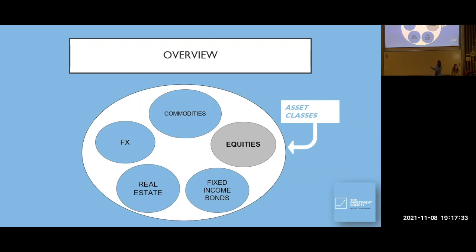On the screen behind me, you can see the set of asset classes, and in grey, we have equities. Equities are what we're focusing on today. As a recap, equities are the same as stocks and the same as shares, and it means part ownership of a company. So we're going to be looking at companies and valuing companies today.